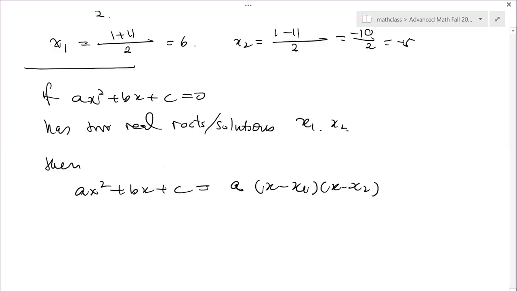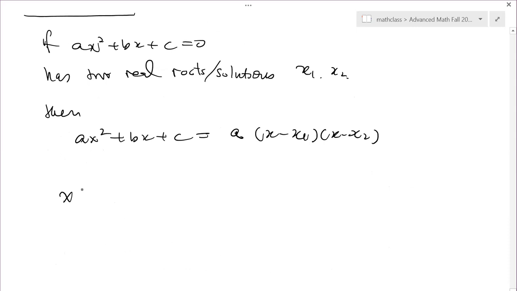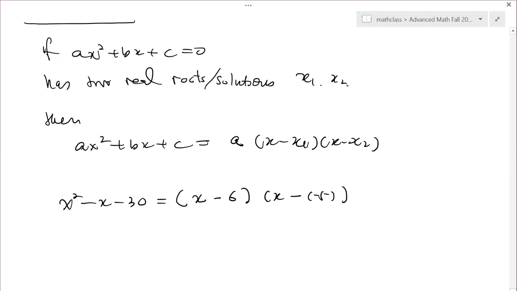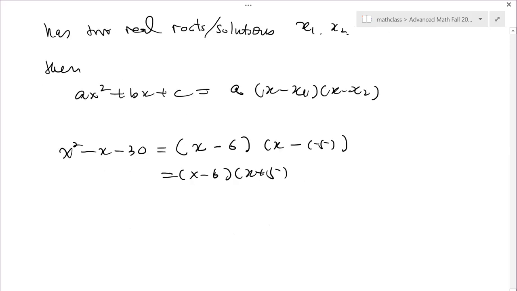So in other words, if you have this equation x squared minus x minus 30, right? We get two roots. One is 6, the other one is -5. So x minus x1 is x minus 6, and x minus x2 is x minus -5. So we can write it in this form. We verify, we double check, okay? So this will be x minus 6, x plus 5. And the last statement guarantees this is true.